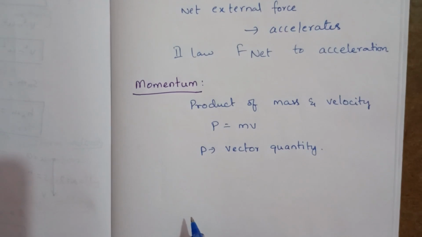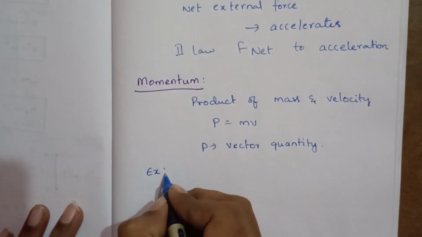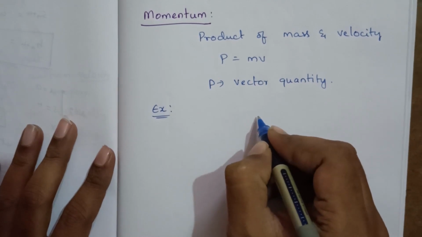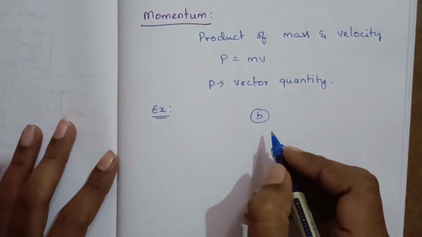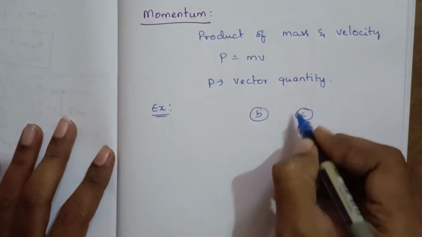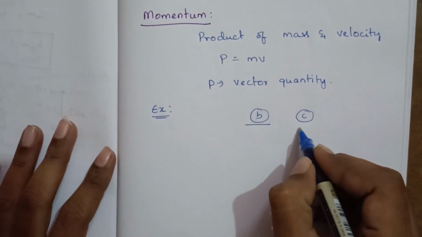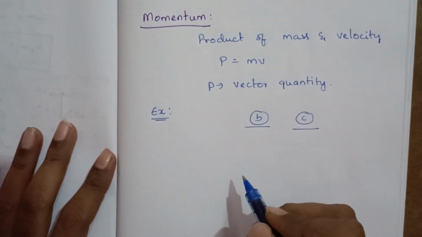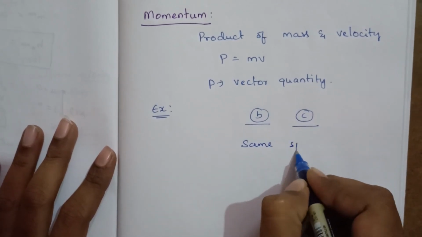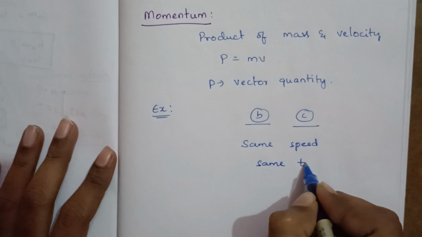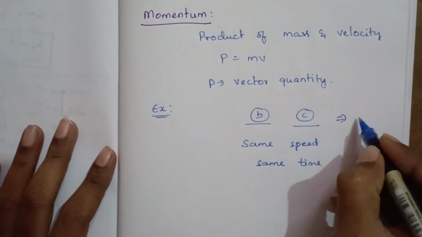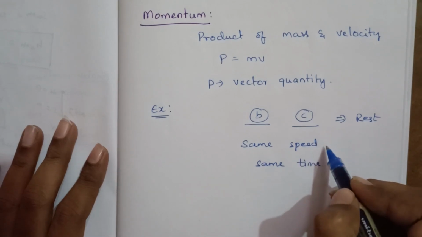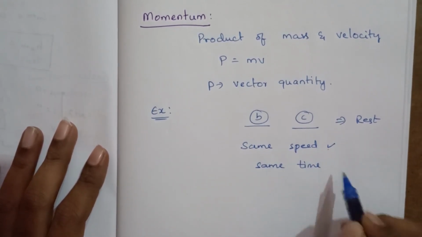Now, based on momentum, we have some examples. For example, a lightweight vehicle such as a bike, and a heavyweight vehicle such as a car, are parked on a horizontal road, both at rest. We want to bring them to a particular speed, with both having the same speed in the same time.